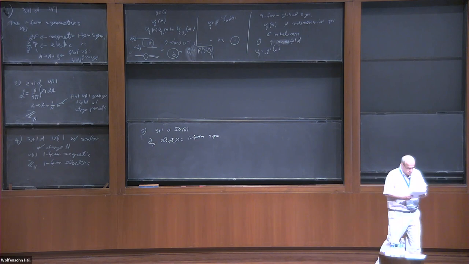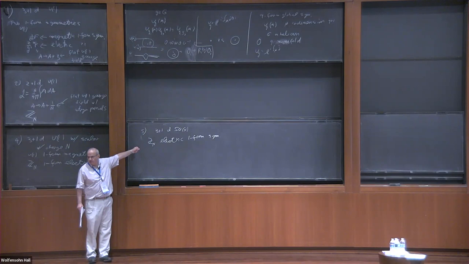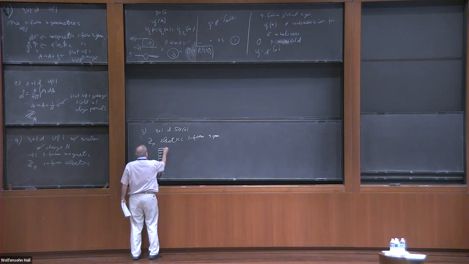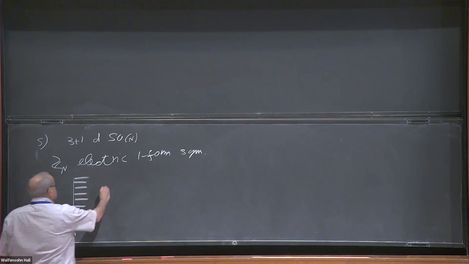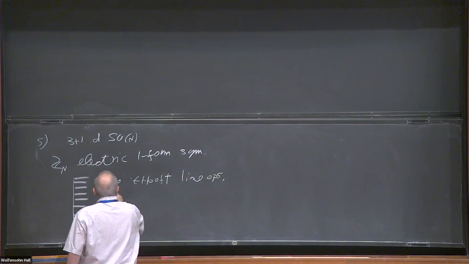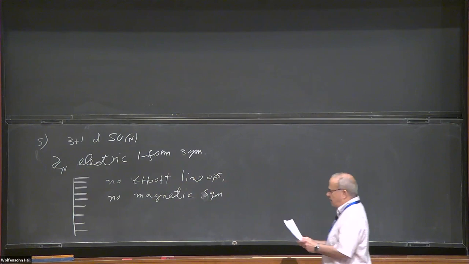And there is no magnetic symmetry. In fact, this theory doesn't have 't Hooft operators. The SU(N) gauge theory does not have an 't Hooft operator. If we try to create an 't Hooft operator, we'll see that we'll have to attach it to a surface. So it's not a genuine line operator. So no 't Hooft line operators, and no magnetic symmetry. So the only thing that we are left with is the Z_N electric one-form symmetry.